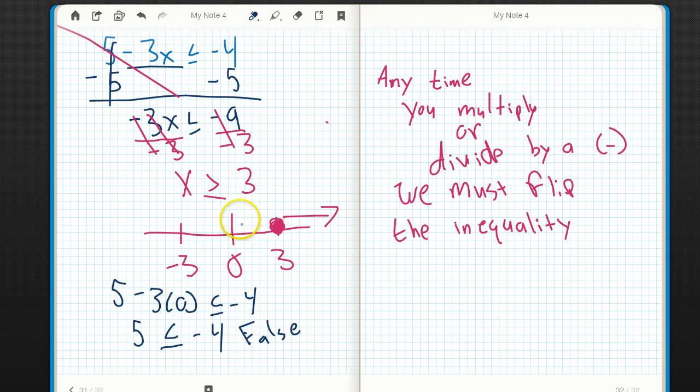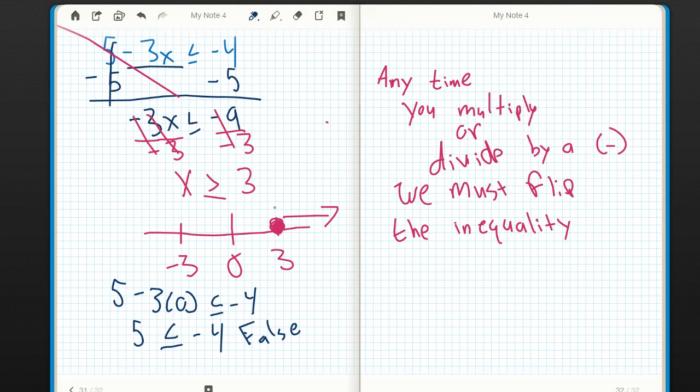So, since this is false, it should not have the arrow going through it. The arrow does not go through it, so it means we did it right. Okay? If you did not flip the sign, you would have x less than 3. And then you would have the arrow going through it, and you would have known you would have messed up.